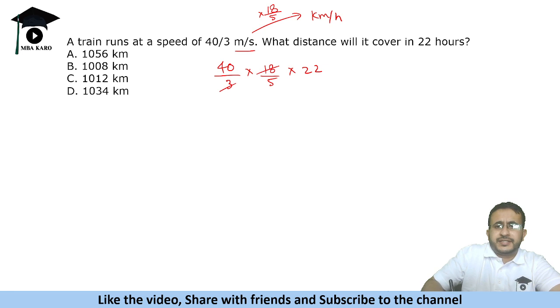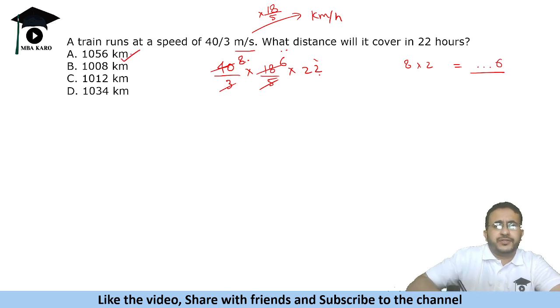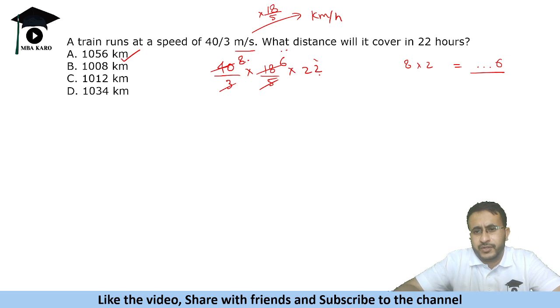Okay, so this is 6 times, this is 8 times. 8 into 6 into 2. 8 into 6 is 48, so last digit is 8. 8 into 2 is 16, so the last digit should be 6. So we get the answer as 1056 kilometer. Such kinds of problems can be solved much faster. There might be some examinations which are on the easier side and have these kinds of questions. You can solve them instantly.